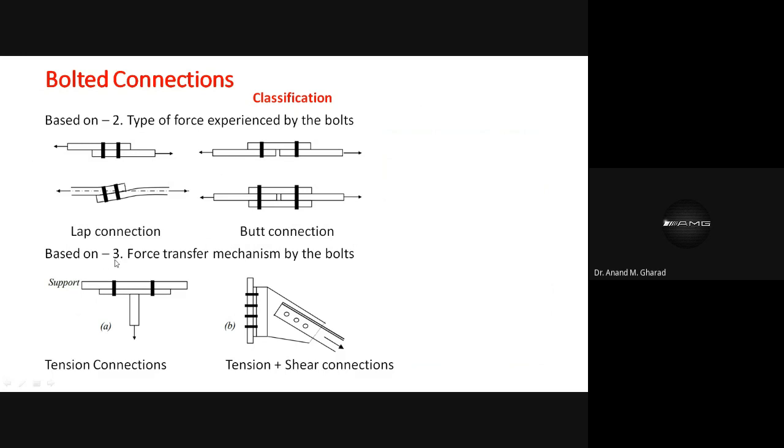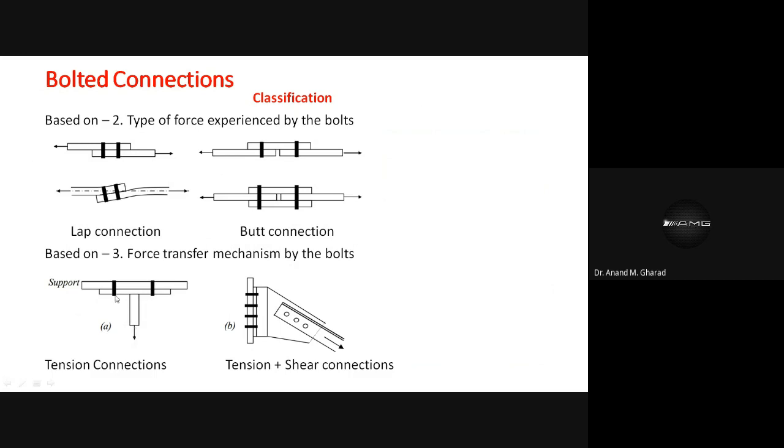Next is based on force transfer mechanism by the bolts. The force which is transferred by the bolts. First is the tension type of connections. So here, look, this bolt and this bolt are connecting these plates, that is this one and this T member, you can say T section. And if some force is applied to this T section, what do you feel?